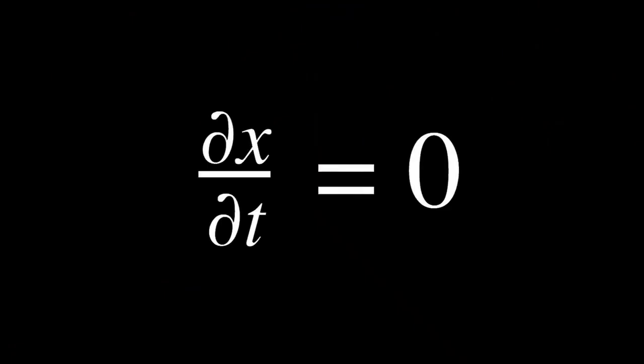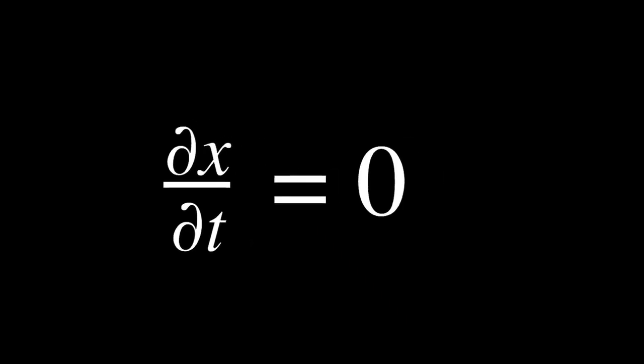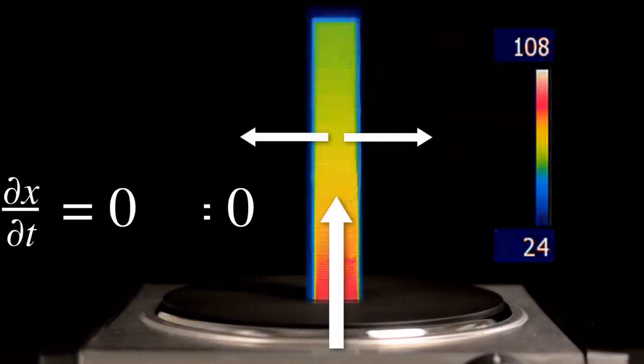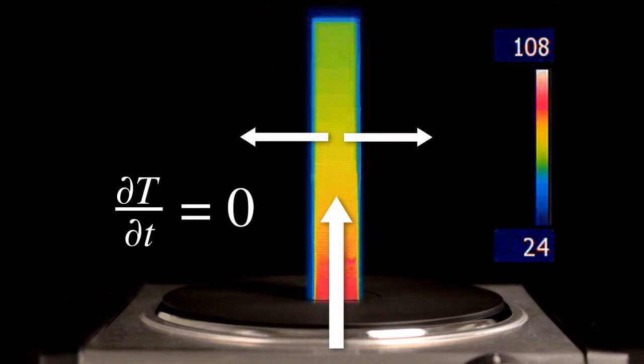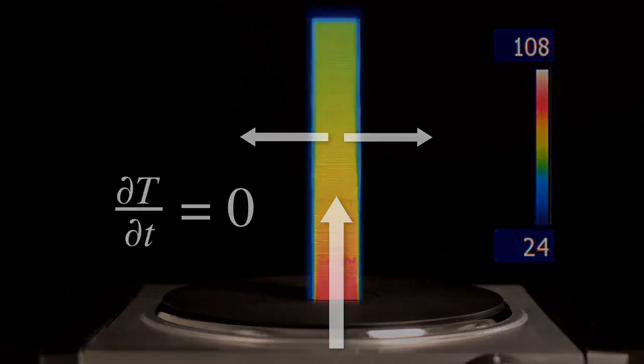A quantity is at steady state when it is constant with respect to time. In other words, the partial derivative of the quantity with respect to time is 0. The metal bar is at steady state because the time derivative of its temperature at any point is 0. This happens when the heat flow rate into the bar and out of the bar are equal and constant.